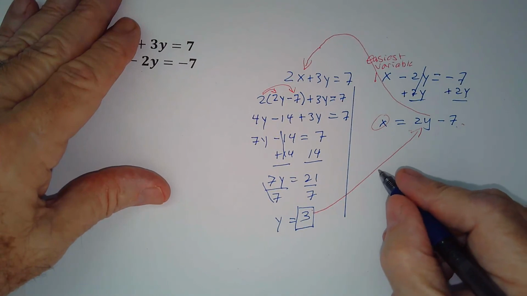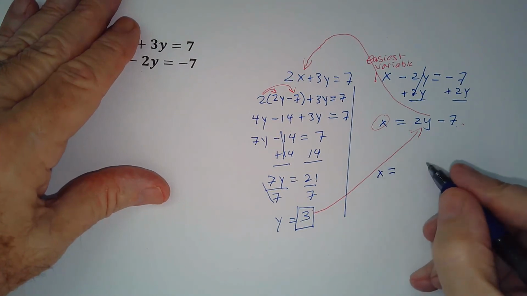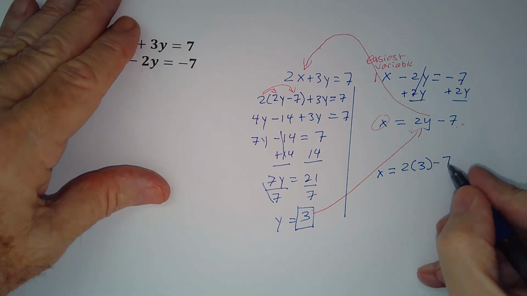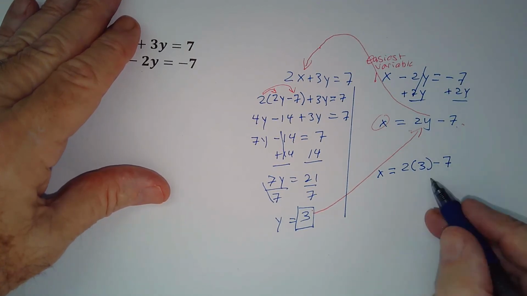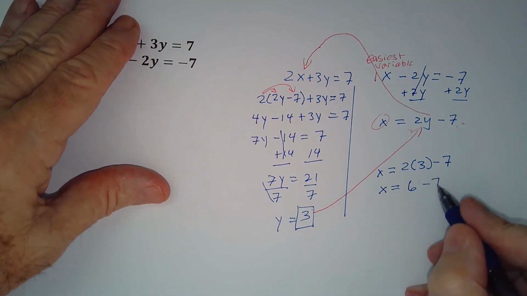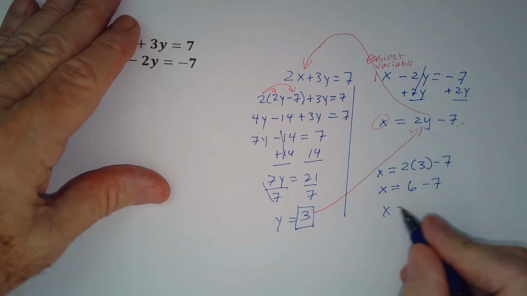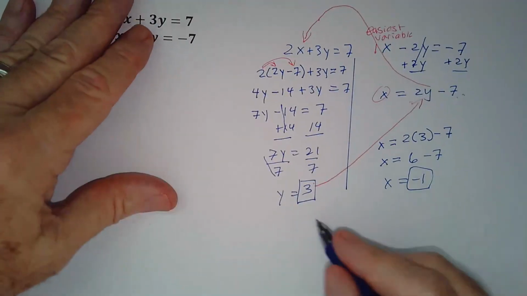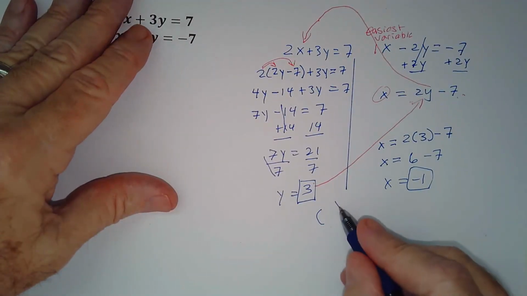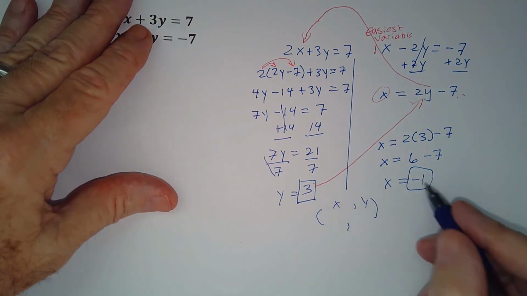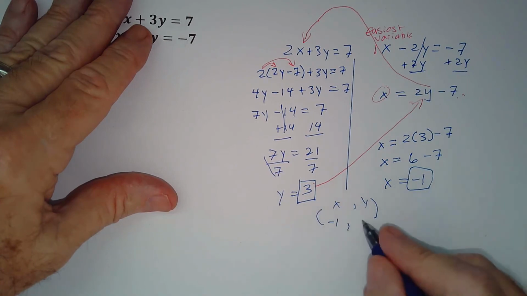So I have x equals 2 times 3 minus 7. All right, so 2 times 3 is 6, so x equals 6 minus 7, so x must equal negative 1. So now I have both sets of coordinates. I can set up my x and y coordinates. X is negative 1, y is 3.